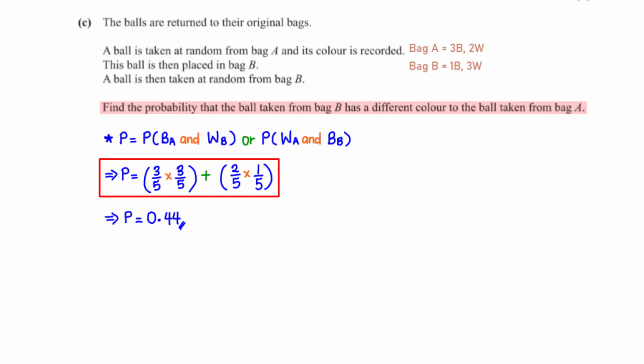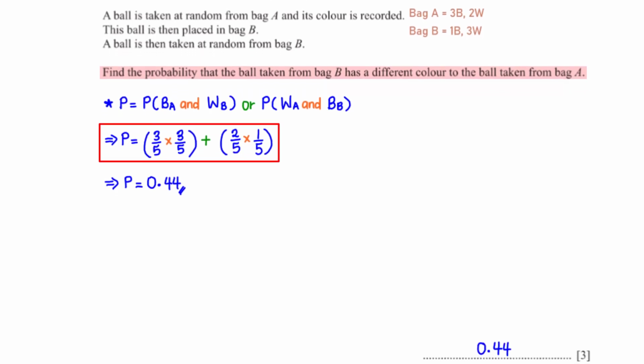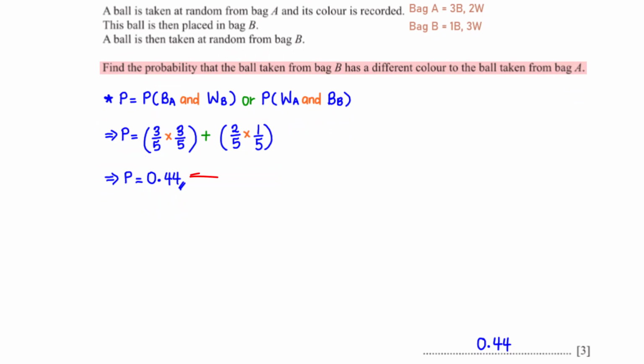The probability of picking a white ball from bag A is equal to the number of white balls in bag A, which is 2, divided by the total number of balls, which is 5. This ball is placed in bag B. So the probability of picking a black ball from bag B is equal to the number of black balls in the bag, which is 1, divided by the total number of balls, which is now 5. When we type this into the calculator, we get 0.44.